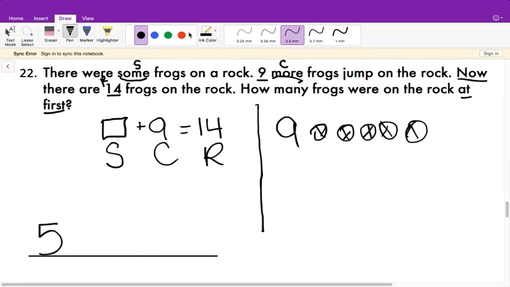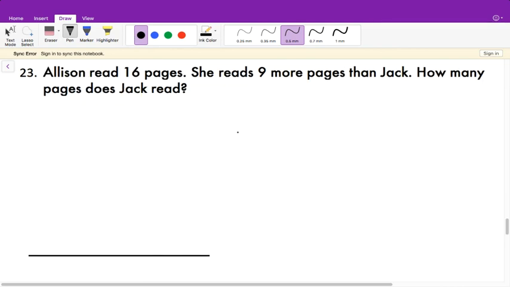Now I'm going to go back to the question to find my label. My label is always going to come after the words, how many. So here it says, how many frogs? So we're going to write frogs. Okay, let's go on to number 23. Okay, number 23. Let's read it.